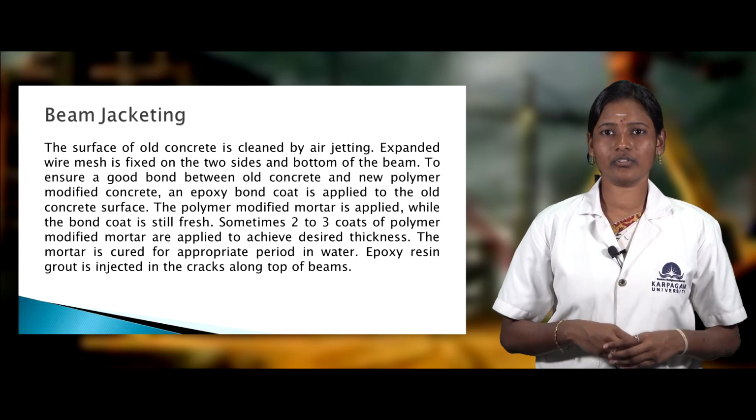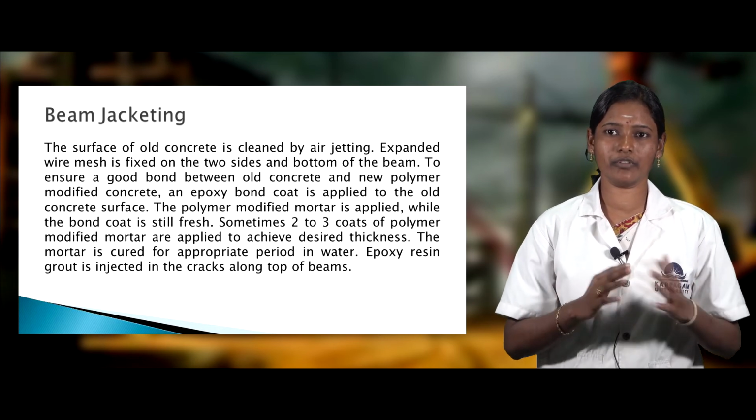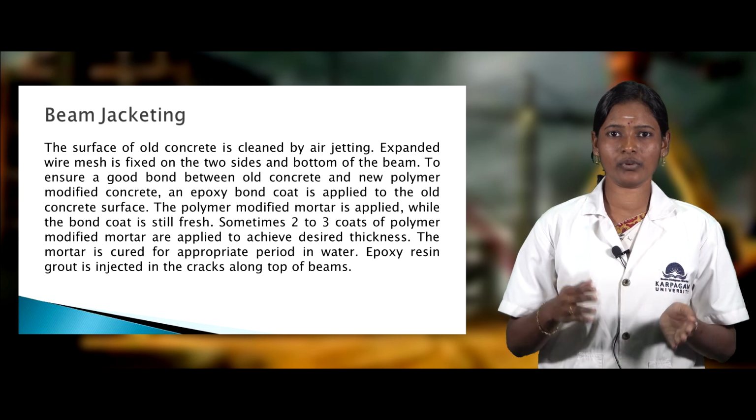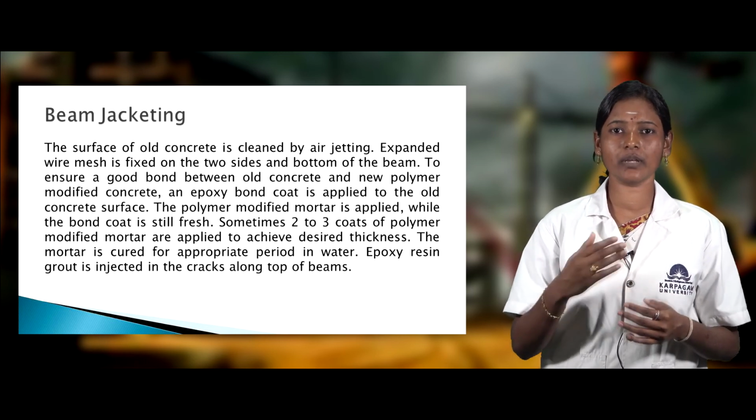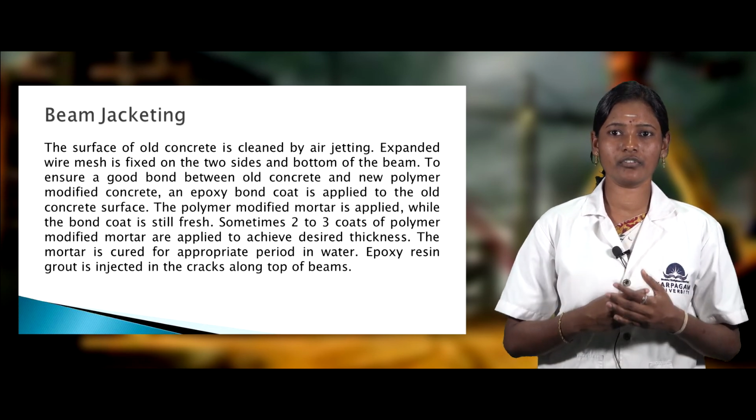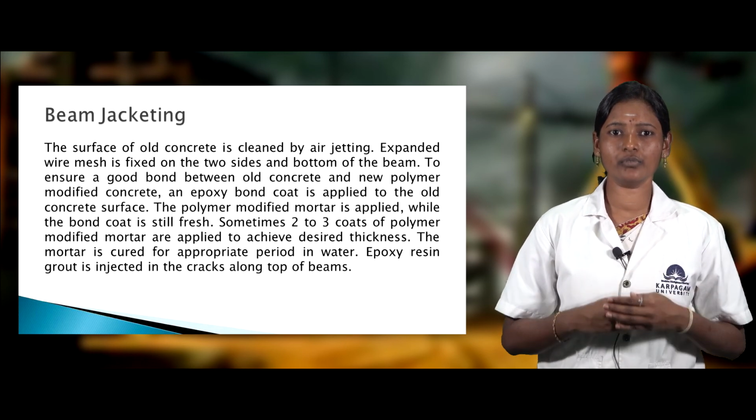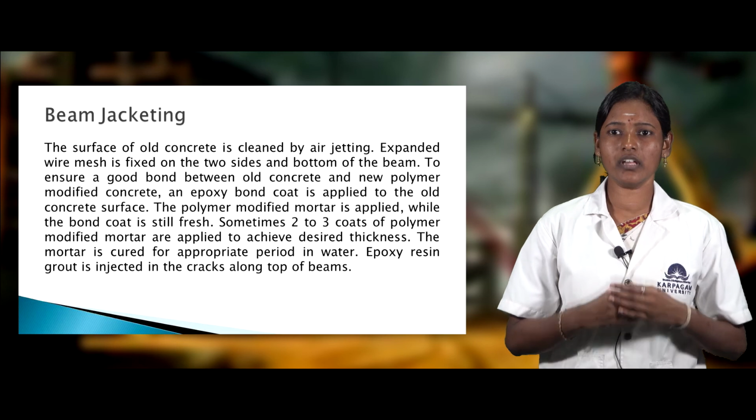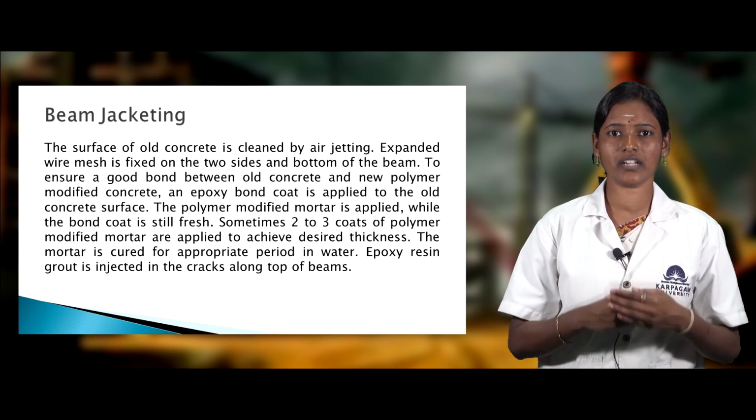The surface of the old concrete is cleaned by air jetting. Expanded wire mesh is fixed on the sides and bottom of the beam. To ensure a good bond between the old and the new polymer concrete, an epoxy coat is applied, which is coated 2 to 3 times in order to ensure the desired thickness. So the polymer concrete is now applied on the surface of the beam and cured by the air cure method. Epoxy resin is grouted inside the concrete in order to fill the cracks along the beam.